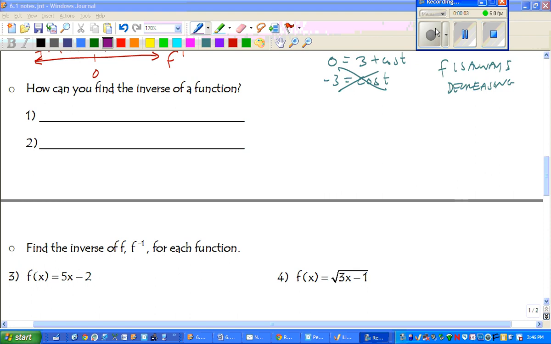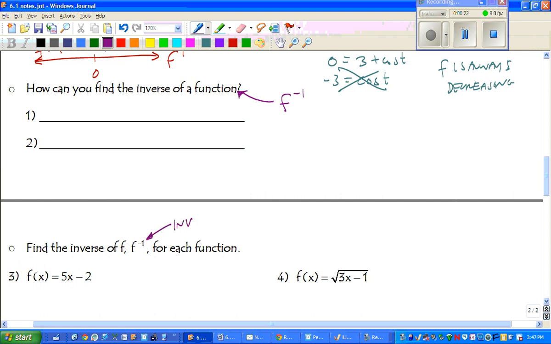All right, next part asks us how can you find the inverse of a function? Real quick, just a reminder from previous classes, there's a notation for the inverse of a function, f to the negative 1. So whenever you see that notation, like you do down here, that means the inverse of f.